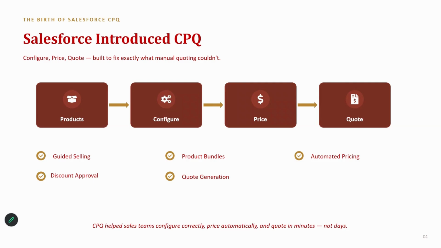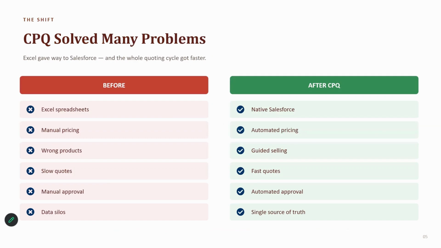Let's compare the difference between before CPQ and after CPQ. Before CPQ, everything was manual. Excel pricing, wrong product selections, slow approvals, data stored in different systems. After CPQ, everything became automated. Guided selling helps users choose the correct products. Pricing becomes automatic. Approvals become faster. Everything stays inside Salesforce. This significantly improved productivity.